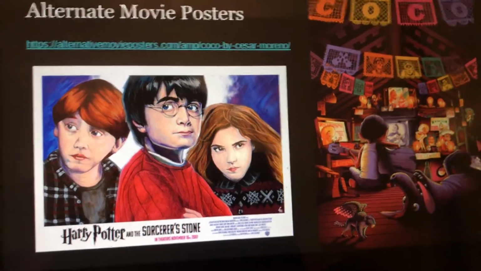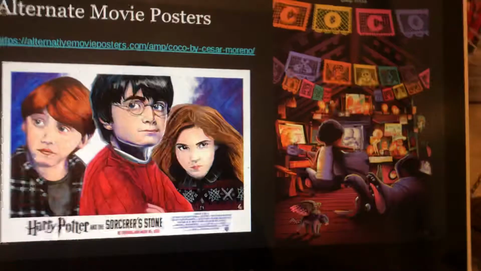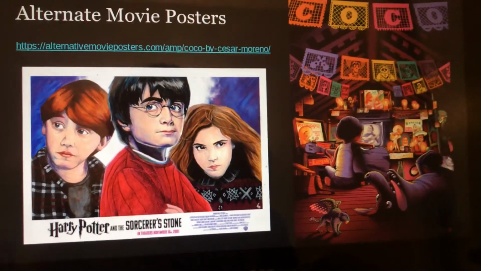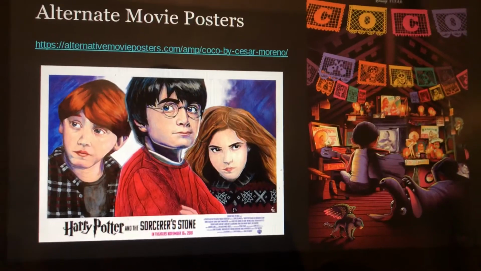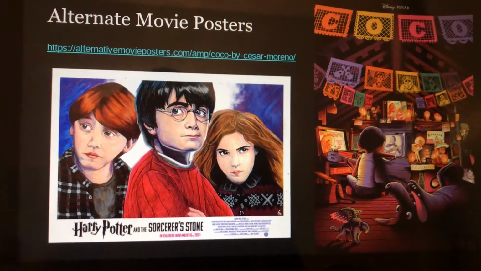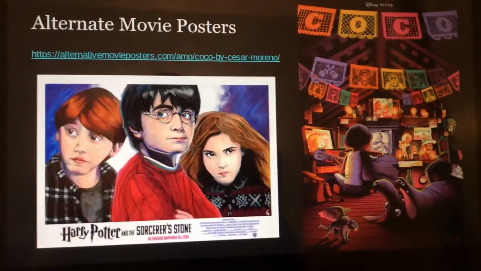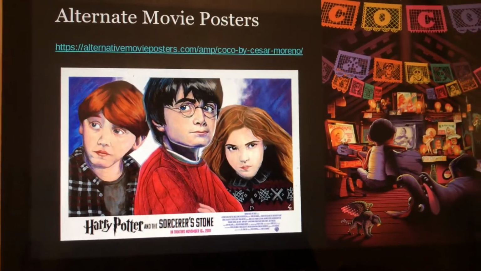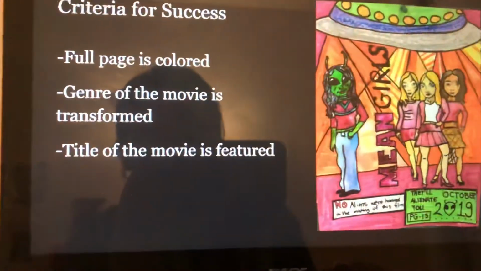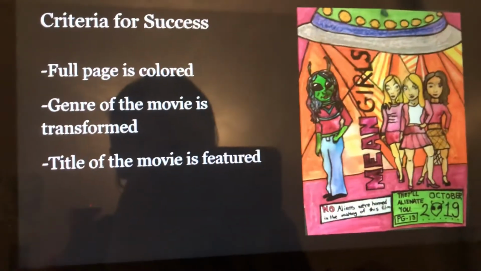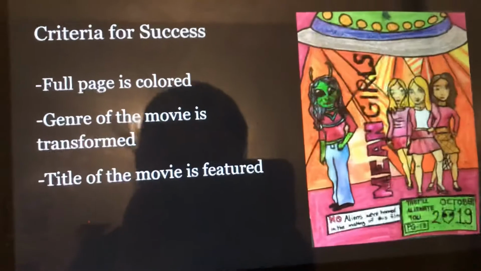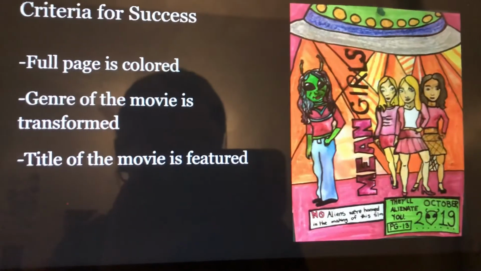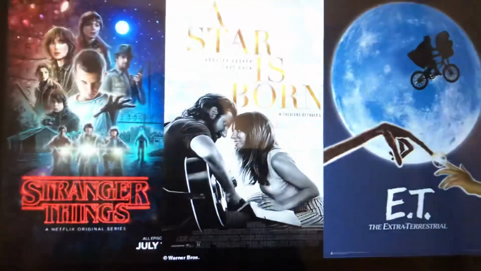This is a website I'm going to be posting. It shows you alternate movie poster designs for some inspiration. You can check out the way that they're colored, check out the way they kind of transformed the original poster for some inspiration. You can type in any movie and it will show you alternate versions to the movie poster designed by artists. So you want to make sure that your full page is colored, the genre of the movie is transformed, and that the title of the movie is featured in large font.